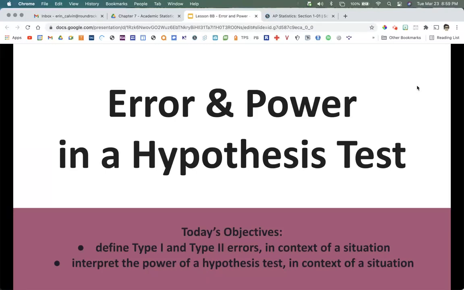We're going to continue to talk about hypothesis tests, but in this lesson, we're going to talk about what we call error and power in a hypothesis test.